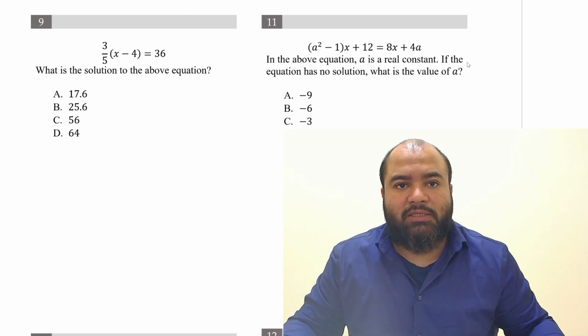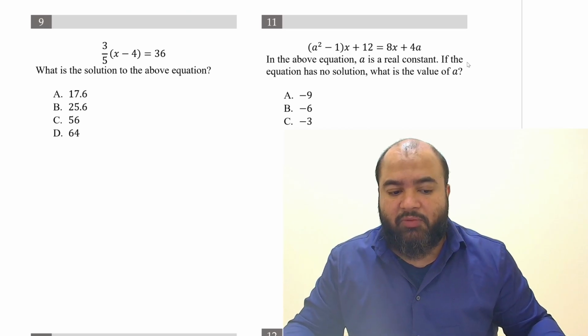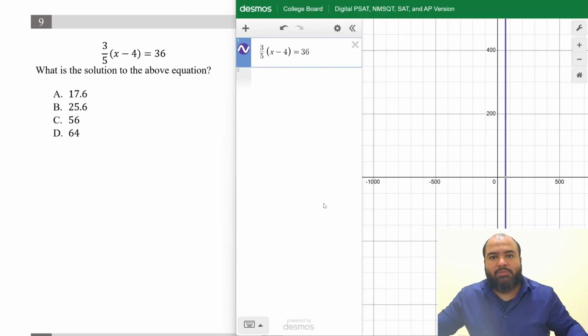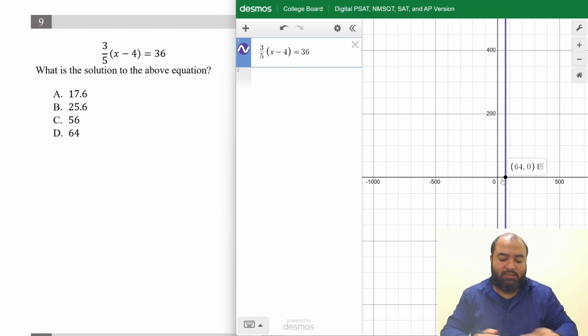This one is just a simple linear equation, and we'll just have to solve it. The best part is Desmos is a very interesting tool. I just typed it into Desmos, 3/5 x minus 436, and it gave me the answer right here, the x-intercept, 64, 0. So the answer to number 9 is 64.